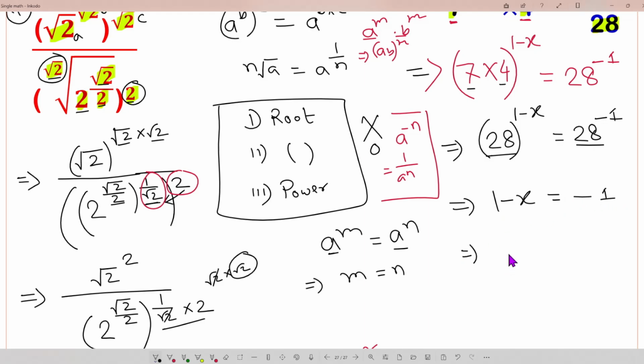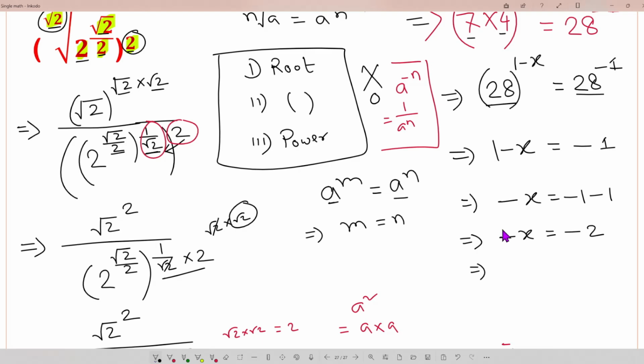So once we are trying to find out x, we have to be careful how we can simplify these kinds of matter. So anyway, 1 minus x equals to minus 1, we can write minus x equals to minus 1, and this one also become minus 1. So here is minus x equals minus 2. So once we multiply minus 1 both side, we will get x equals to 2, right? So this is our answer.